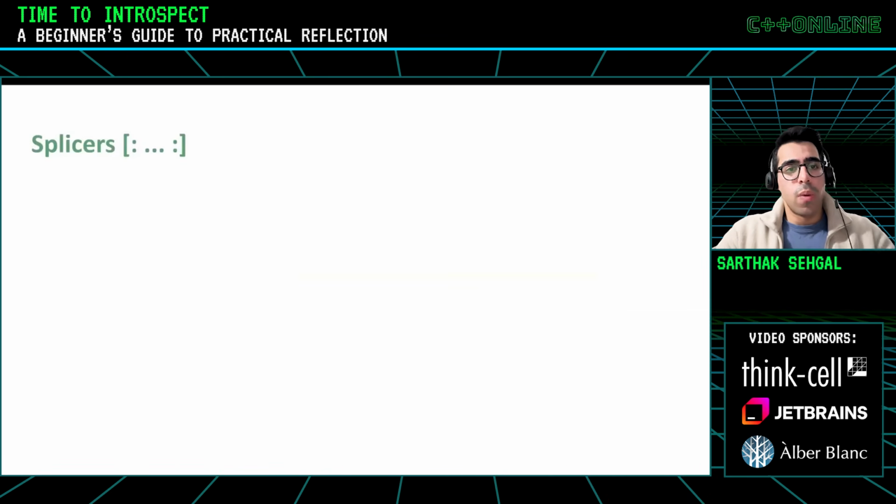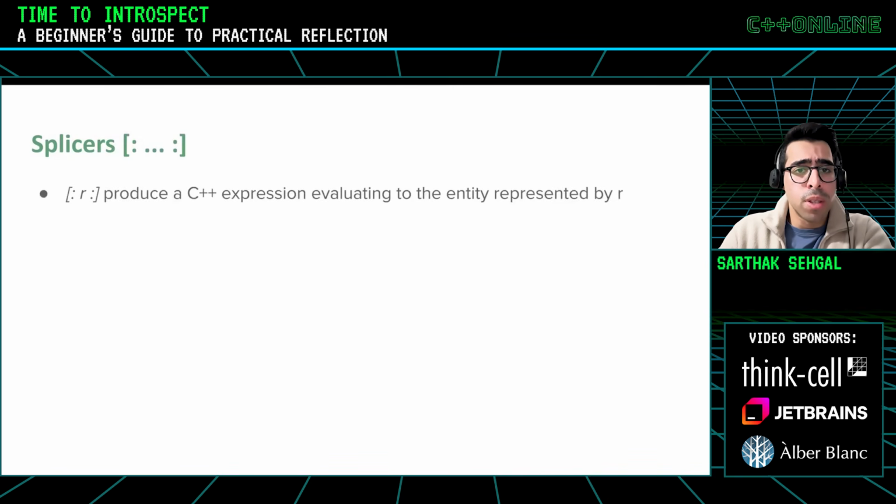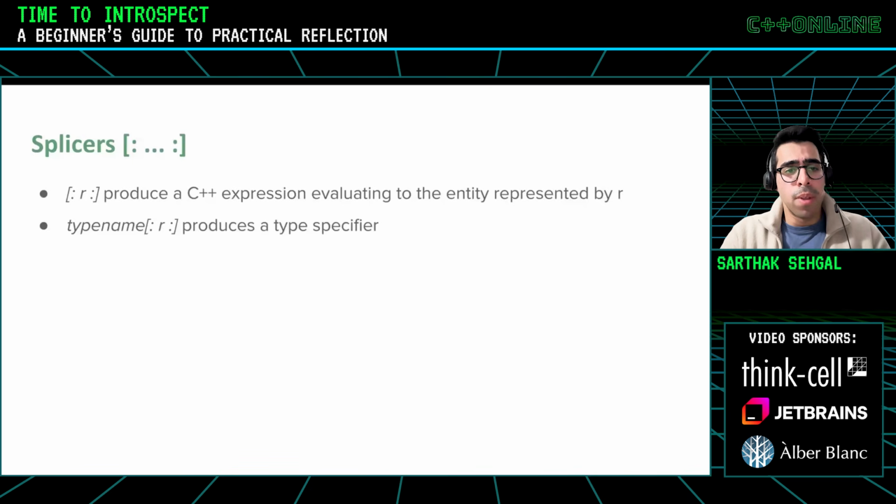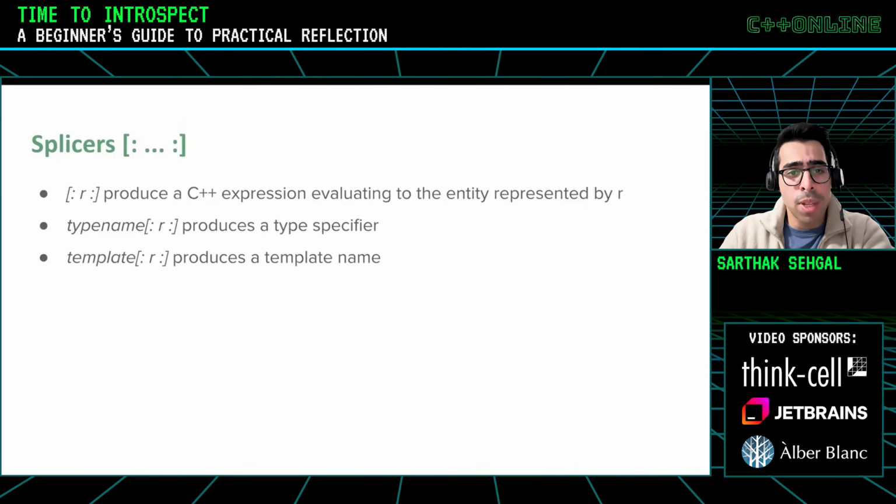With that, let's look at the last pillar of reflection, which is splices. The splicing operator produces a C++ expression evaluating to the entity represented by the reflection R. Typename with the splicing operator produces a type specifier. Similarly, template with the splicing operator produces a template name.